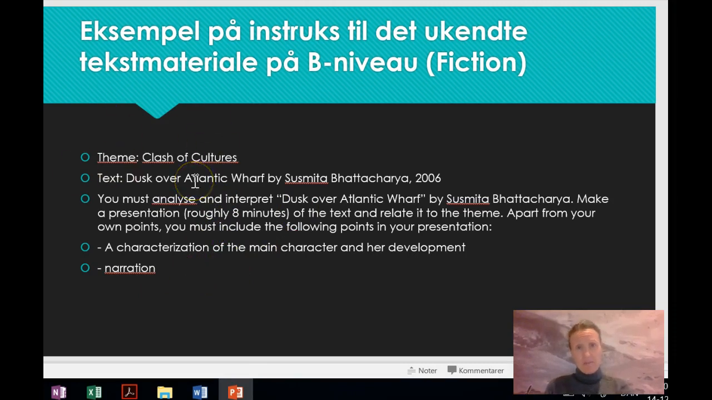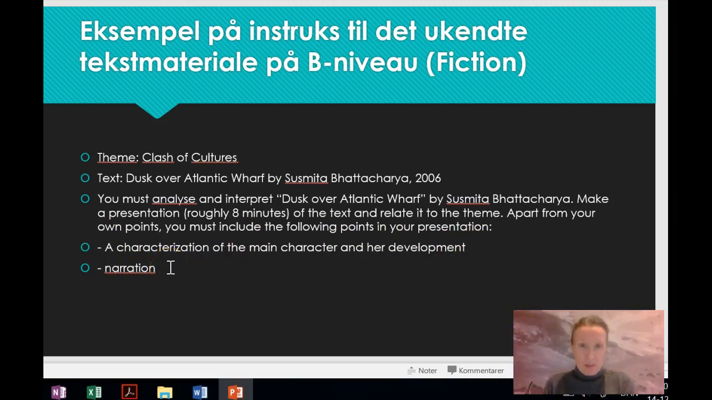Well, but I made an example here of Clash of Cultures, Dusk Over Atlantic Wharf, which you've read, so you can understand what to do. You must analyze and interpret Dusk Over Atlantic Wharf by Susmita Bhattacharya. Make a presentation of the text and relate it to the theme. Apart from your own points, you must include the following points in your presentation. A characterization of the main character and her development, and narration.